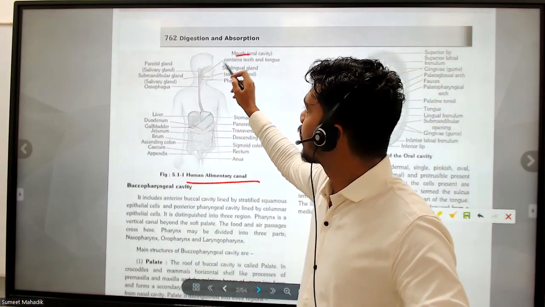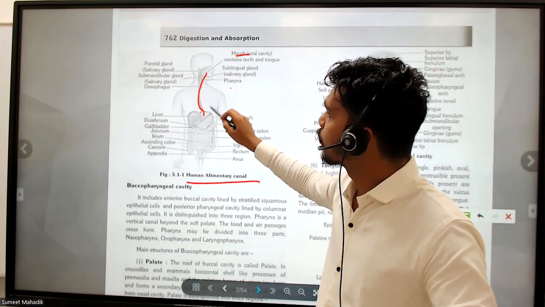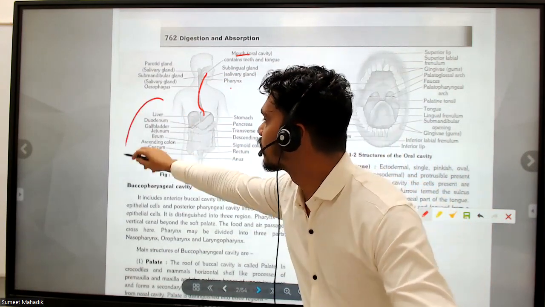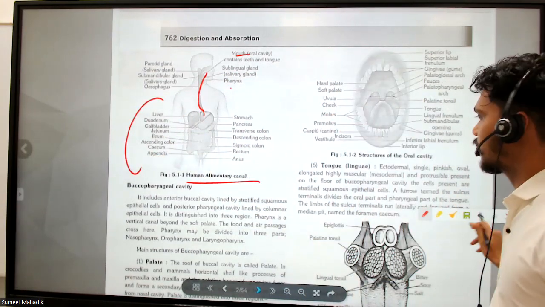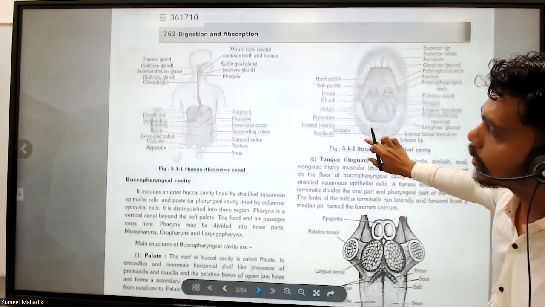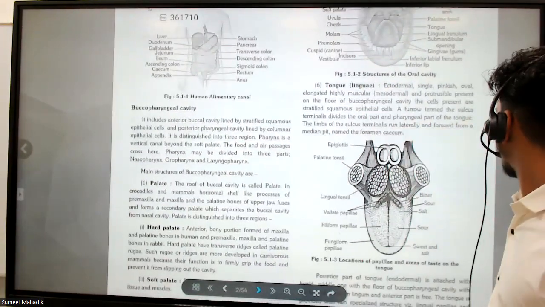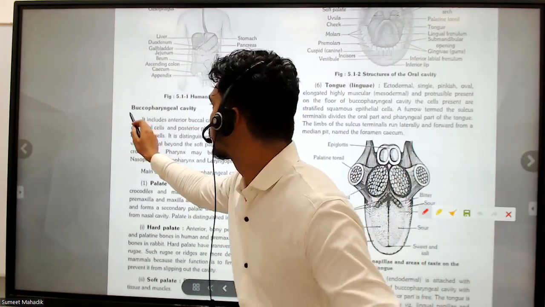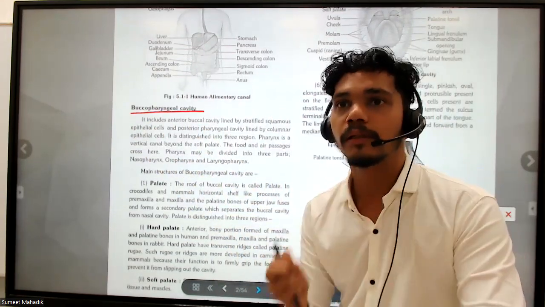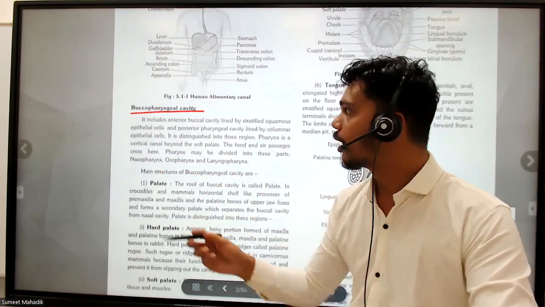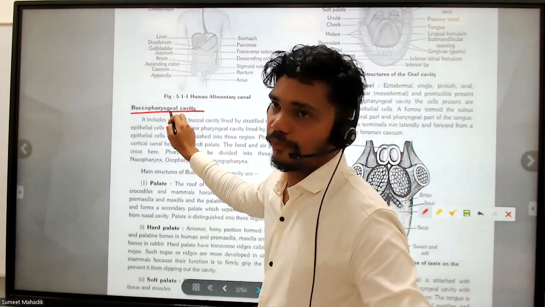Can you see that this is the mouth, this is the esophagus, and so on, and the liver is there too? So let's study each and every detail. What is that? The buccopharyngeal cavity. What is the buccal cavity? This is called the buccal cavity, with the gums, right? So from the buccal to the pharyngeal.